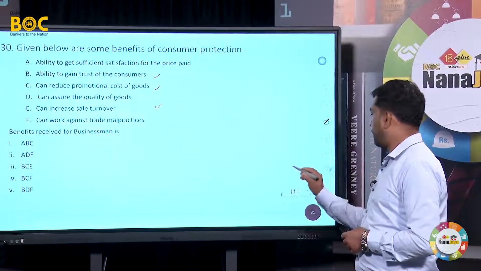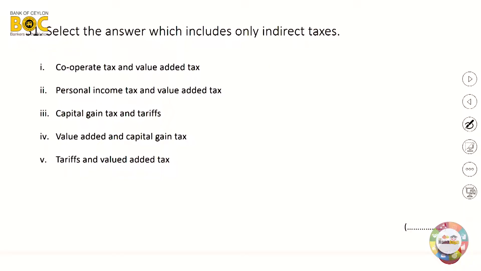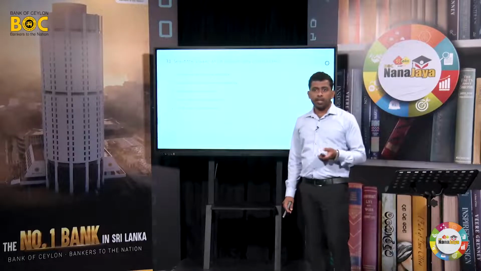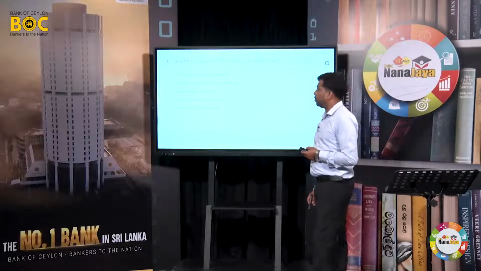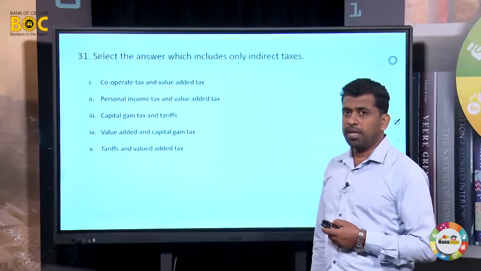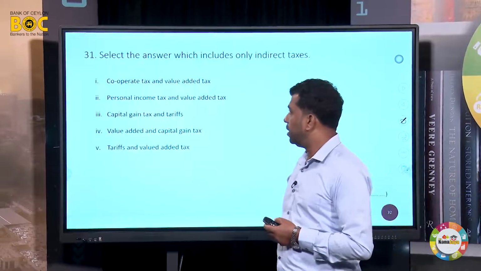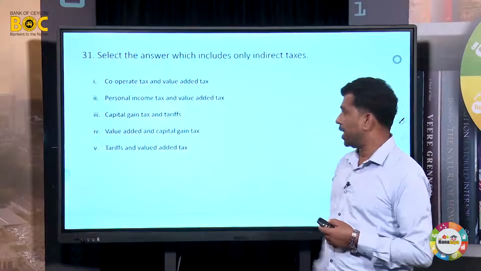Question number 31. Select the answer which includes only indirect taxes. Indirect tax means that if the tax burden can be shifted to another party, it is treated as an indirect tax. Corporate tax, the tax paid by incorporated companies, cannot be shifted, so it is not an indirect tax. Value added tax is an indirect tax.